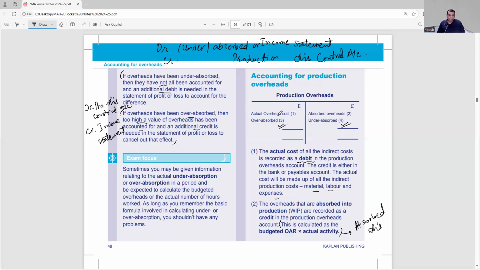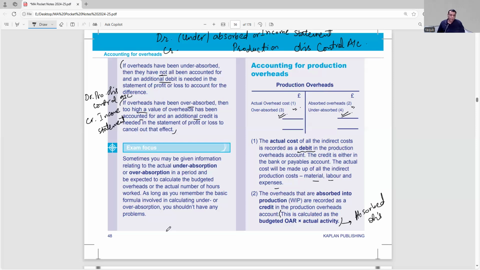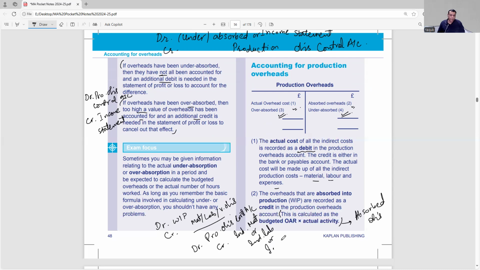And here we have actual overheads. Actual overheads are shown on the debit side of production overheads, and absorbed overheads are shown on the credit side. For example, if we incur direct material, direct labor, or direct expenses, we will debit work in progress, and credit either the material control account, the labor control account, or the variable overheads control account. Similarly, we debit production overheads control account or production overheads account, and credit indirect material and so on.